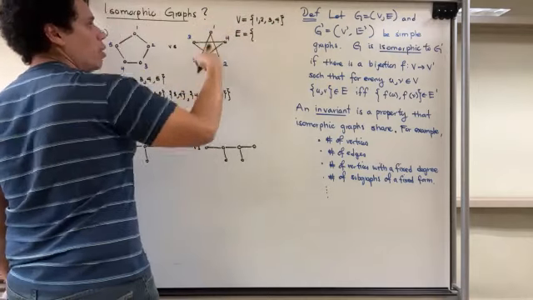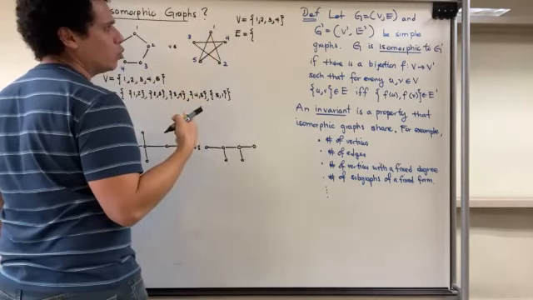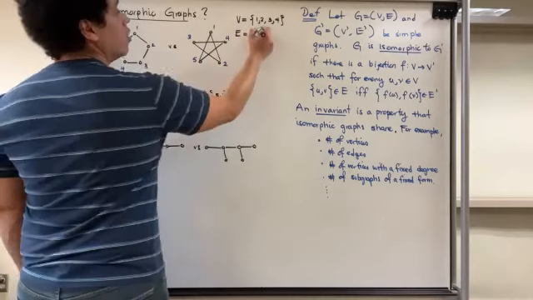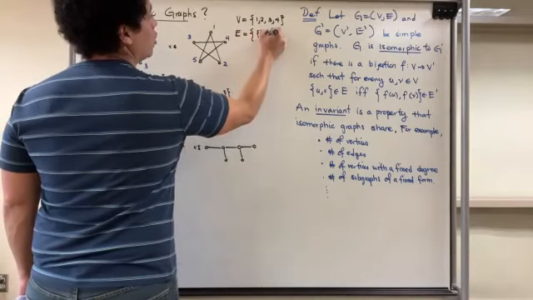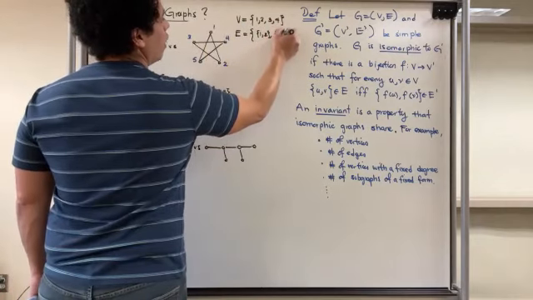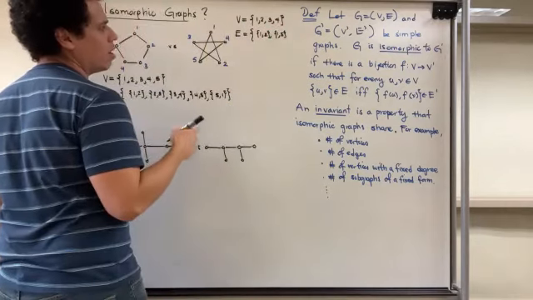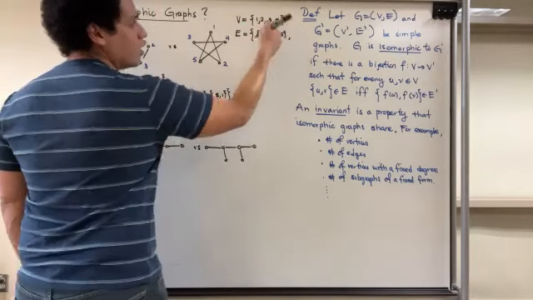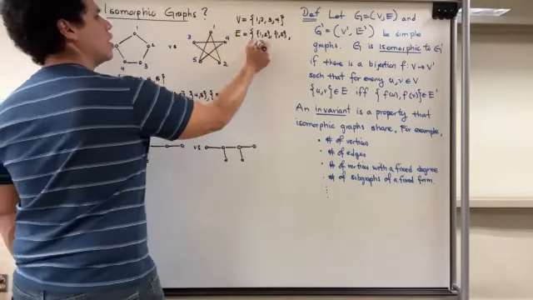Well, what about the ones that are adjacent to 1? So we'll have 1 and 2. I also have 1 and 5, and that exhausts those that are adjacent to 1 or that are associated with 1. What about the ones that are associated with 2?